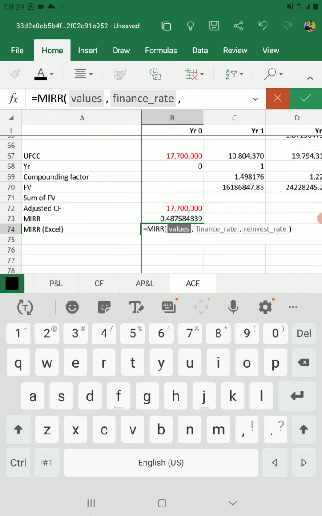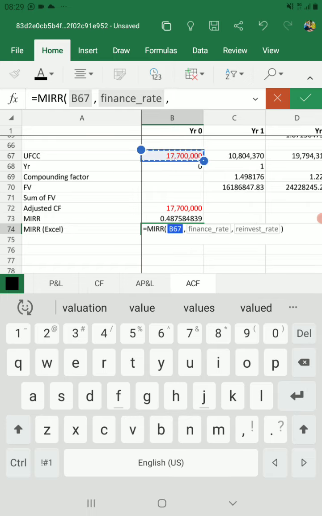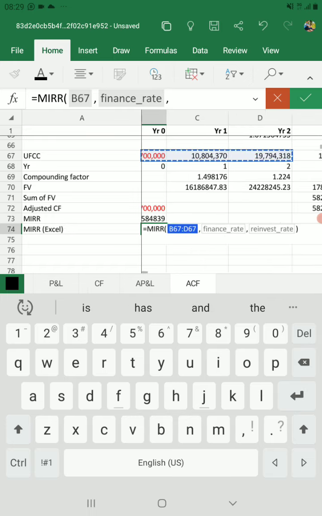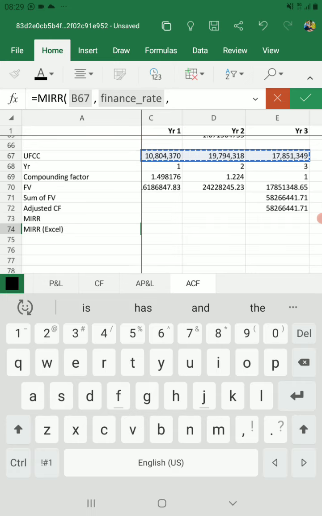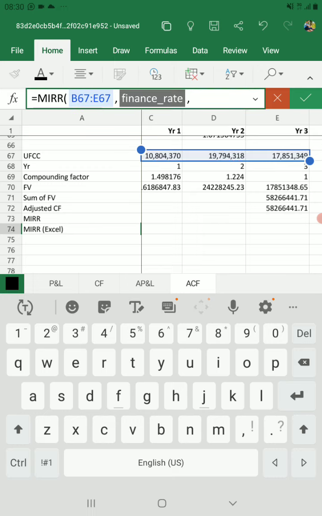We are told to start with values, okay. So the values are our unlevered free cash flow here, starting from year 0 here up to year 3 here. So those are the values. And then what is needed now is finance rate. So I click on the finance rate section there, and our finance rate, that is the rate to discount future negative cash flows and bring them to the present value.